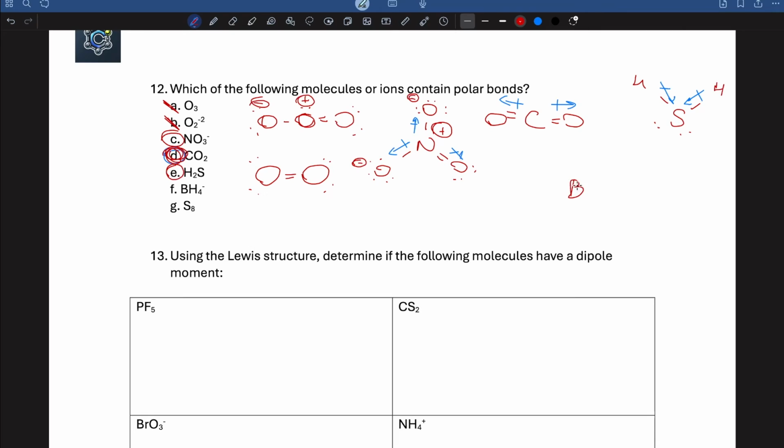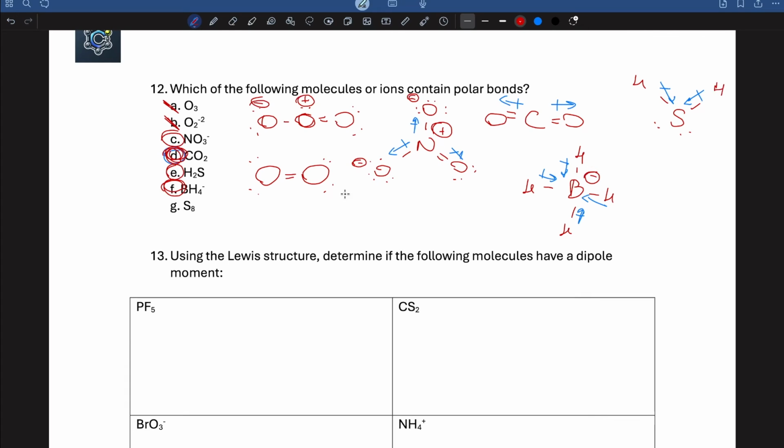BH4. Let's draw this one out. It has a negative formal charge because the boron has an extra bond in there. And so each of these hydrogen-boron bonds are definitely still polar. The structure is overall nonpolar, but we still do have polar bonds. So this answer does make sense.